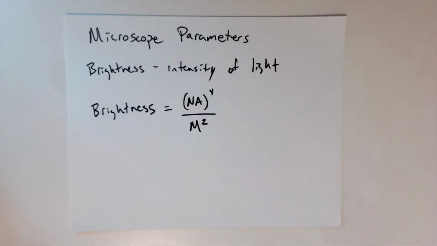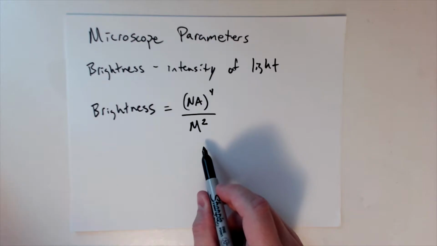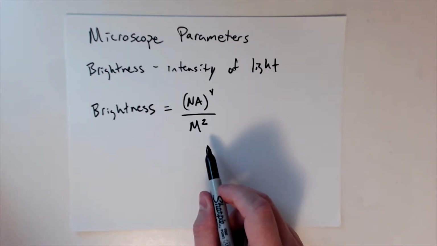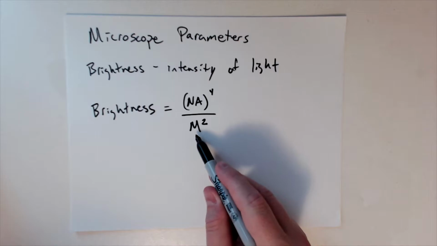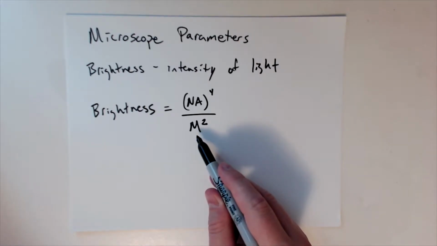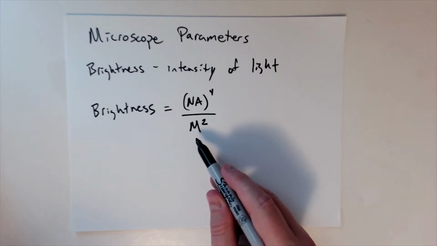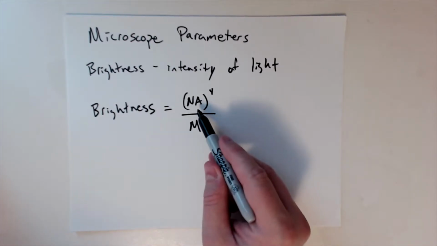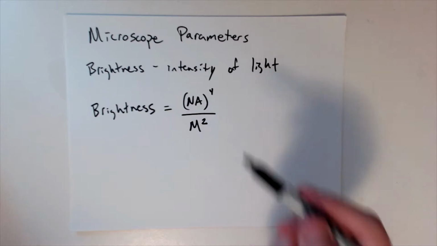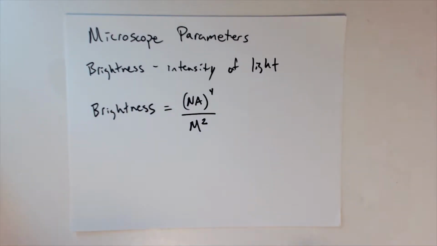The takeaways I wanted you to get from this equation are that brightness will go down if we increase the magnification. Basically, if this goes up, overall it's going to go down. And we can also increase the brightness if we increase numerical aperture. Those are the big takeaways from this expression.